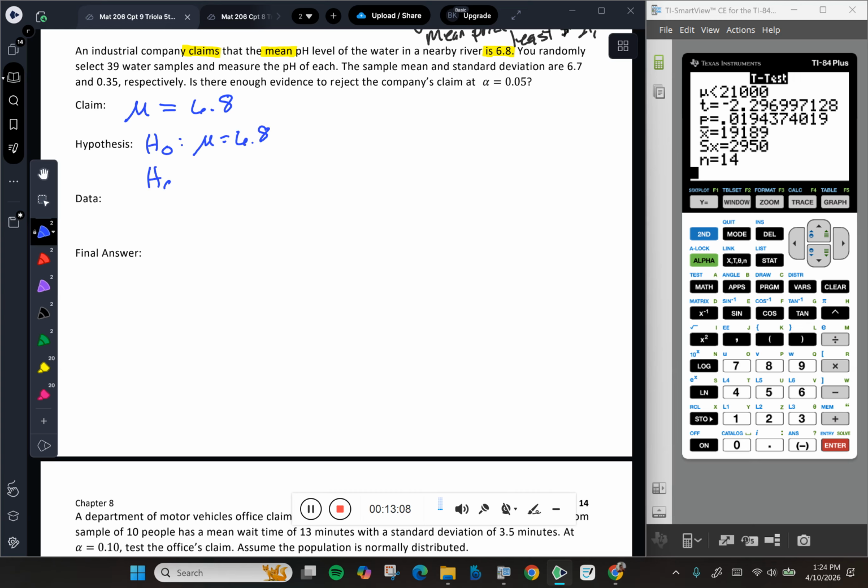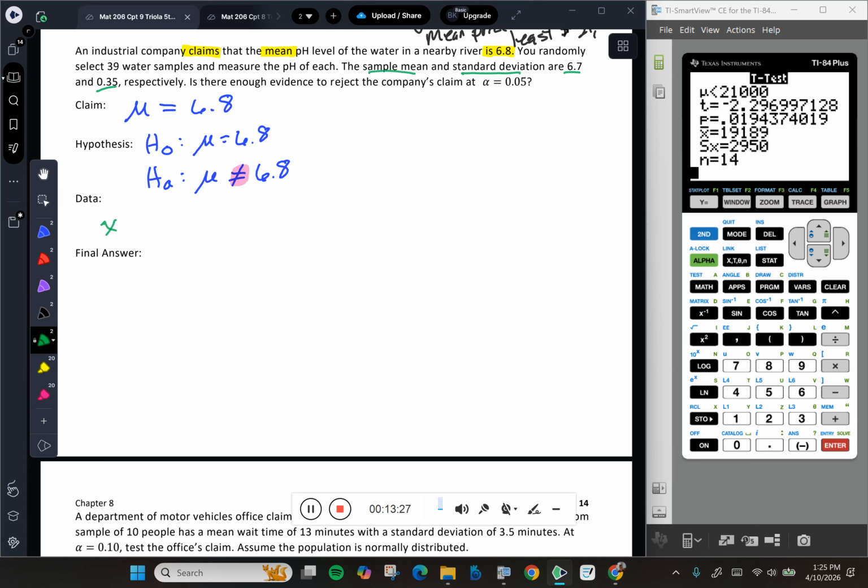Our alternate hypothesis then would be that the mean isn't 6.8. Because of that, we're running a two-tailed test. Now we need some data, so we're going to gather some data. The sample mean and standard deviation are 6.7 and 0.35 respectively.